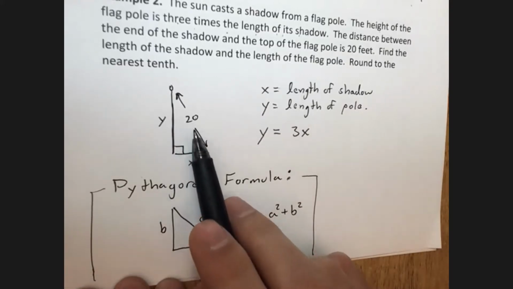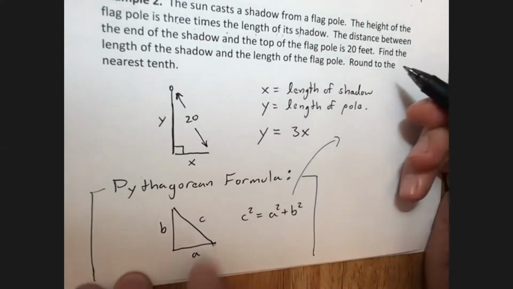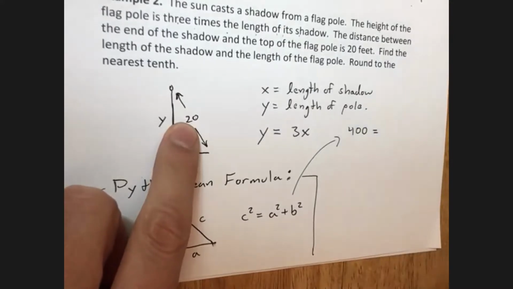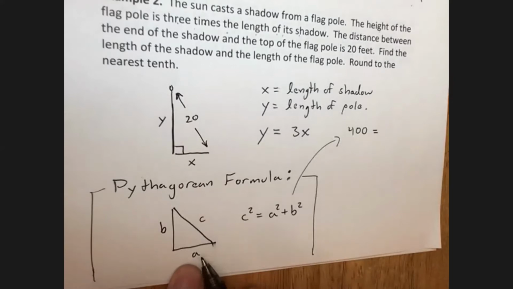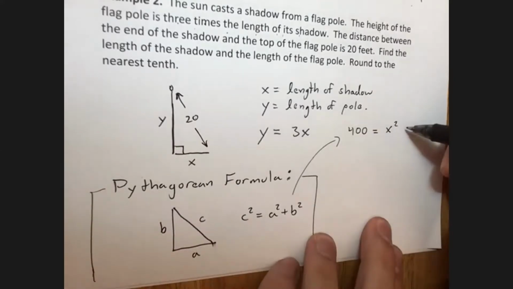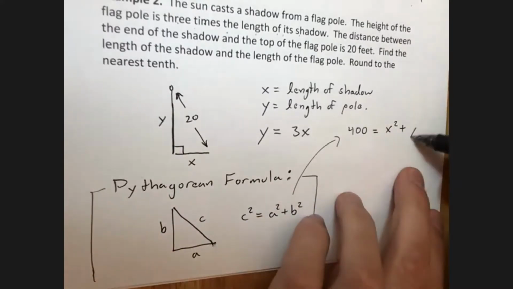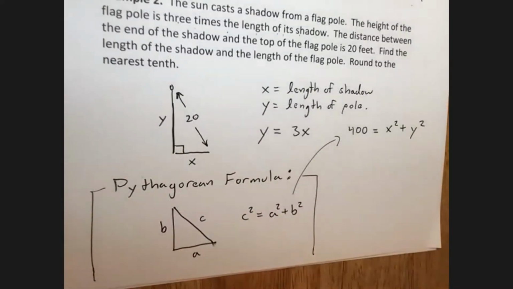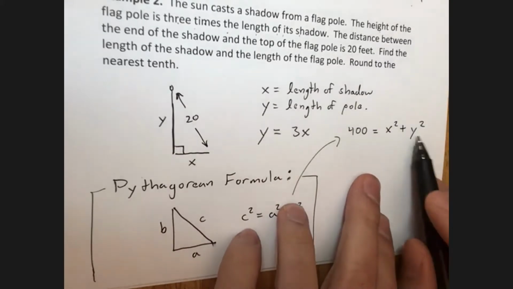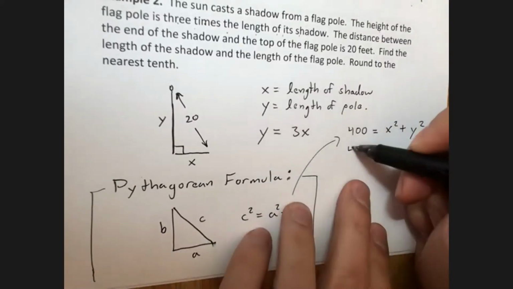Well, it's 20, so c squared is going to be 20 squared. So if I just take this formula out, 20 squared is 400. A squared is the bottom, so that's going to be x squared. And then b squared is the height squared. And so it's 400 equals x squared plus y squared. But we know that y is 3x. All right, so let's substitute that in.